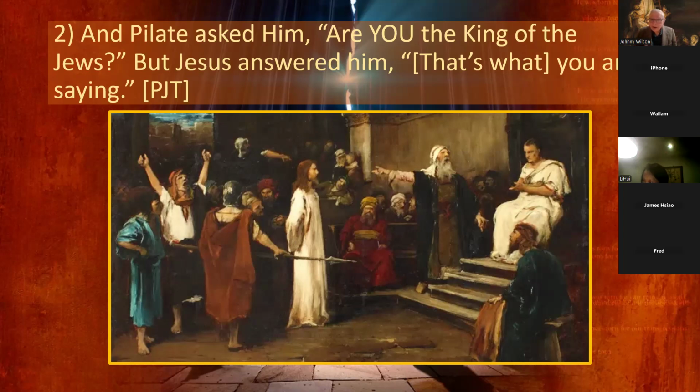It's really a non answer. He's saying, it's not my claim. You're making the claim on behalf of those Jewish leaders that have accused me. So you say, and it's kind of like, prove it. It's kind of like, bring the receipts. So Pilate is kind of dumbfounded here, as a matter of fact.